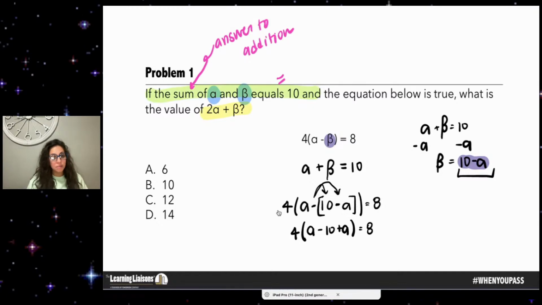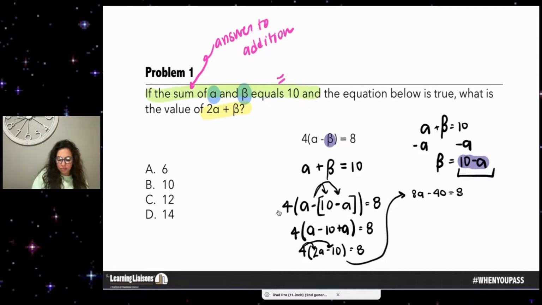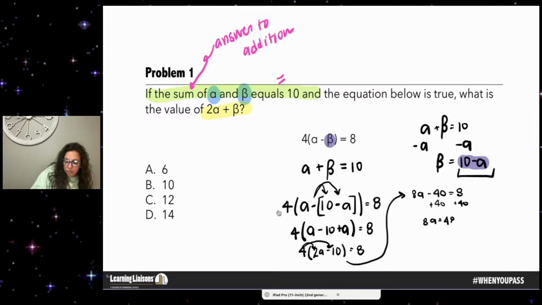Now I'm literally going to simplify this using order of operations. 4 parentheses, do what's in the parentheses. A plus A is 2A minus 10. And now I'm going to distribute the 4. The distributive property says I take what's on the outside and I filter it all the way through. So 4 times 2A is 8A. 4 times negative 10 is negative 40 equals 8. Now I'm going to add 40 to both sides because I'm trying to isolate that A. So 8A equals 48.